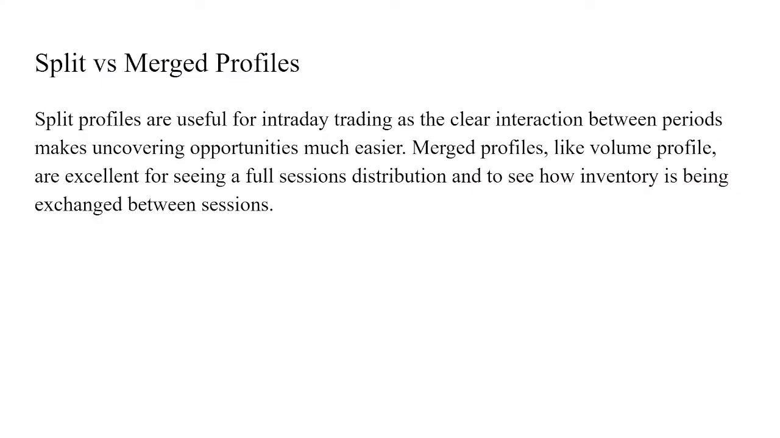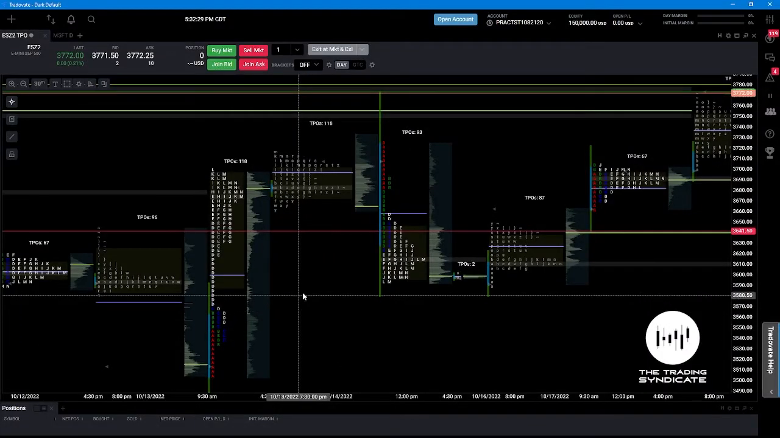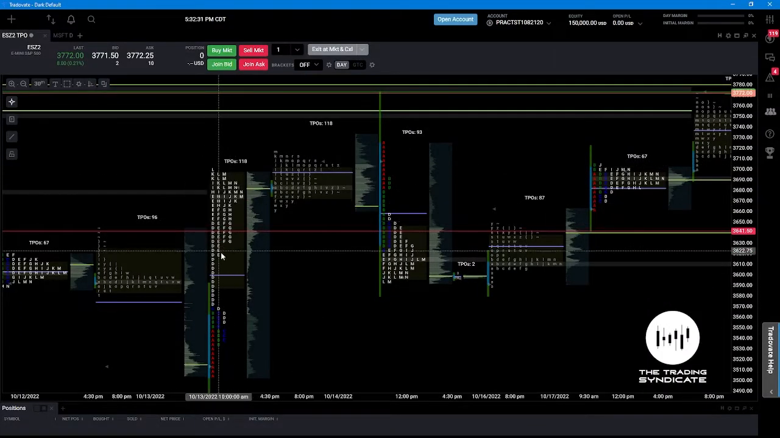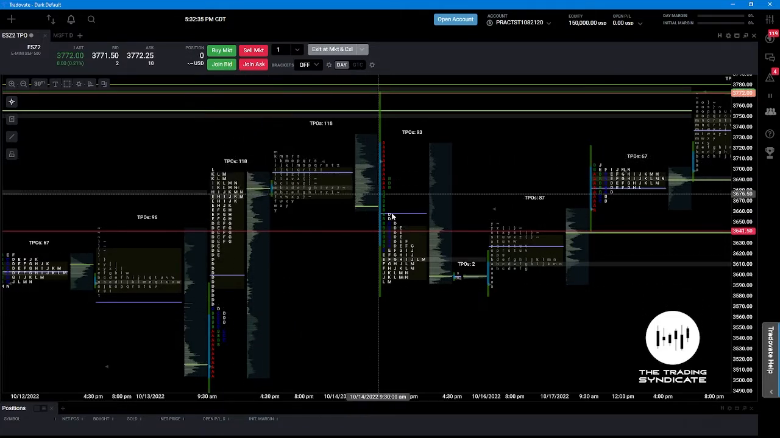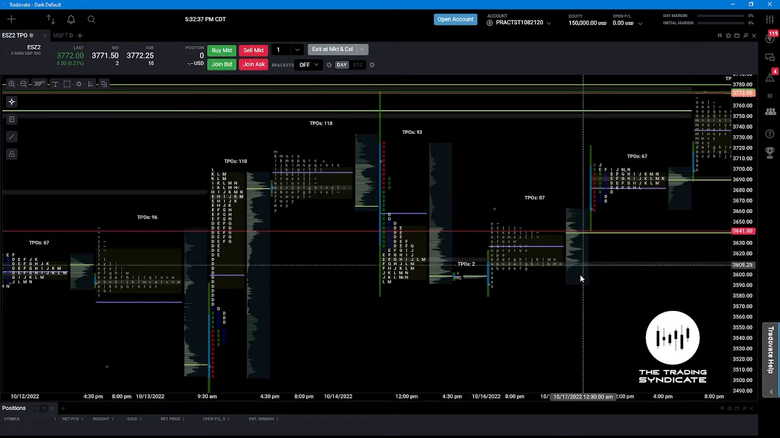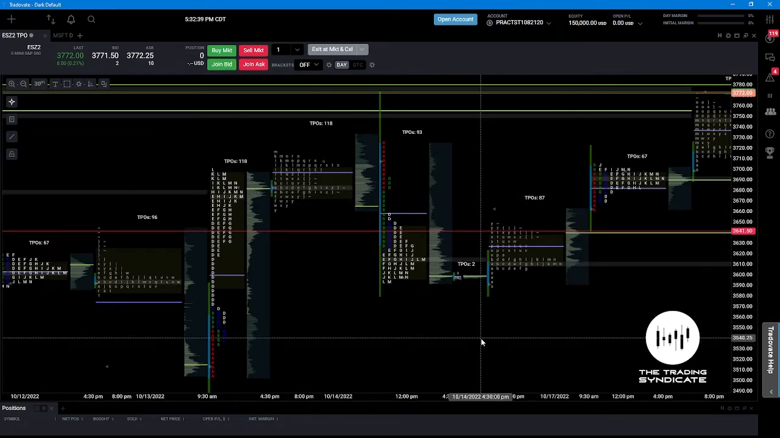Merged profiles, like volume profile, are excellent for seeing a full session's distribution and to see how inventory is being exchanged between sessions. The merged profiles show the entire session's profile, and how each profile interacts with one another is important for getting the full picture in how the market is behaving.